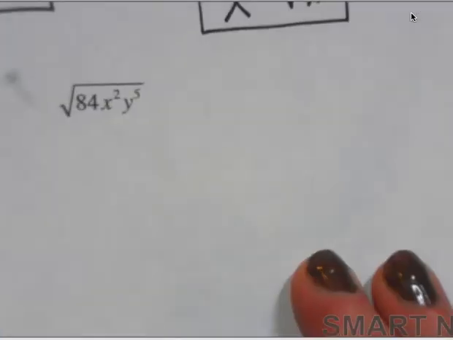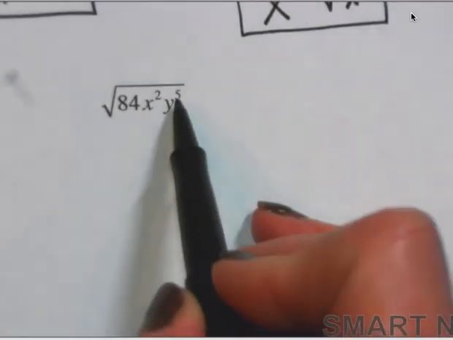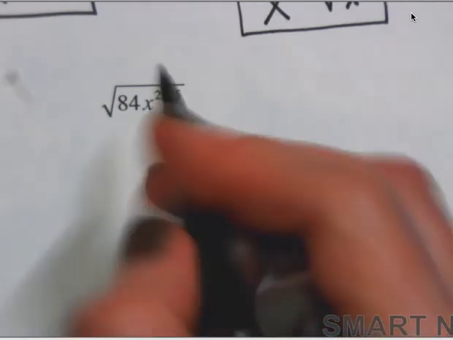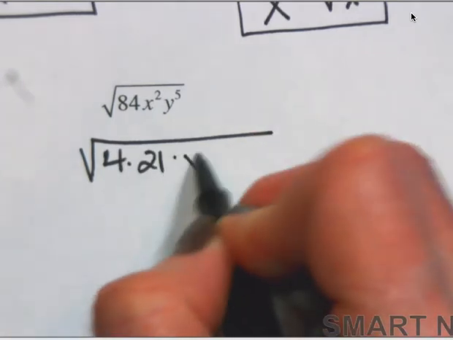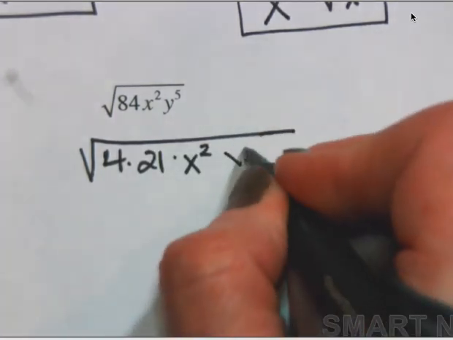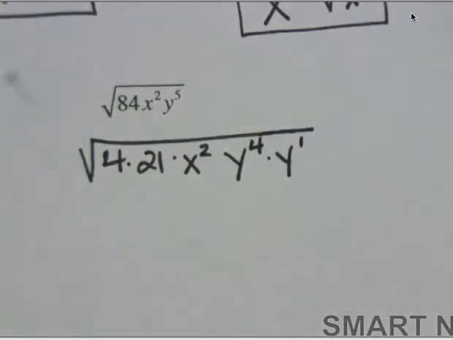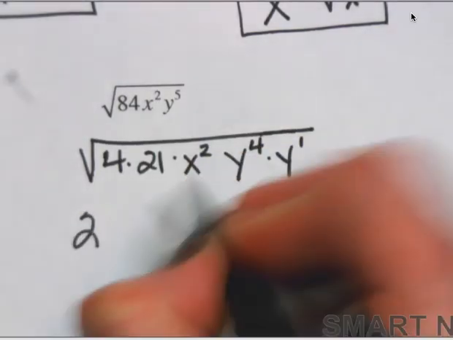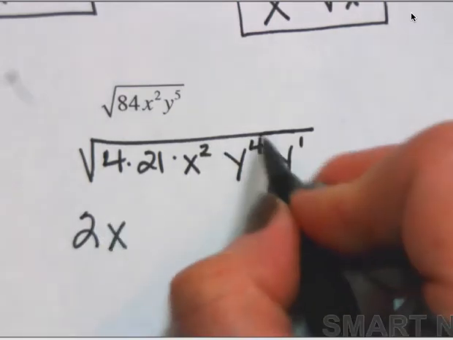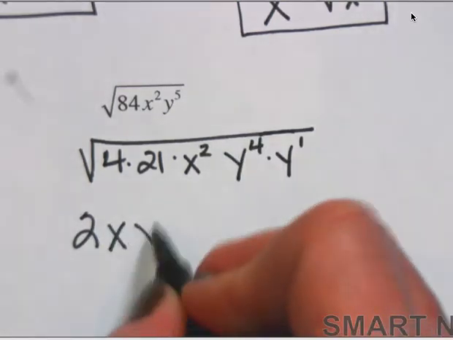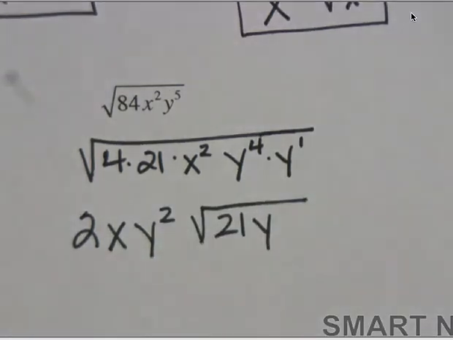And then moving on to the next example, 84, and I've got x squared, an even number, and y to the 5th, an odd number. I'll break this down again like I did the other one. This is 4 times 21. x squared is the perfect square. 5 minus 1 is 4, leaving me with 1 left over. So the square root of 4 is 2. x squared, well, the exponent 2 divided by 2 just gives me x to the 1st. Here's a perfect square. Divide that by 2. That gives me y squared. And then all of the non-perfect pieces remain underneath the radical.